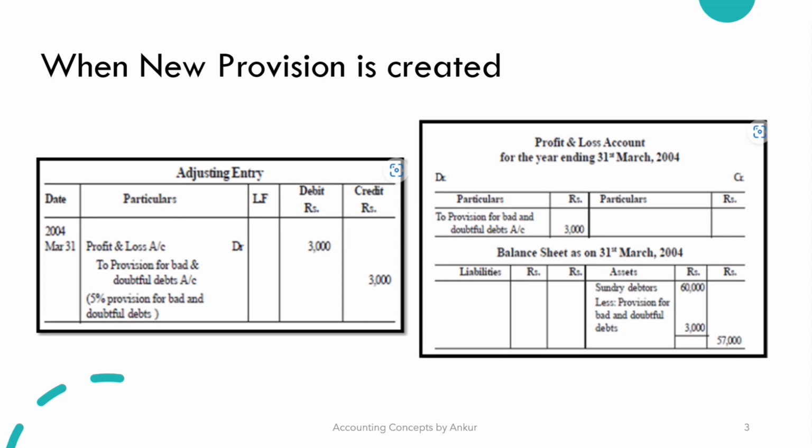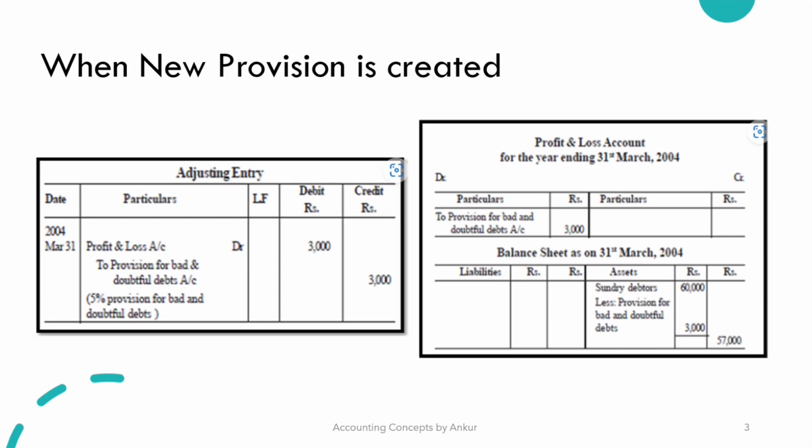If we are able to frame the journal correctly, then we can easily do it in the PL account and the balance sheet. So when new provision is created, the journal entry is profit and loss account debit to provision for bad and doubtful debts. As we all know, provision is created out of profit. That is why PL account is debited. And since provision is a liability, so provision for doubtful debts is credited.